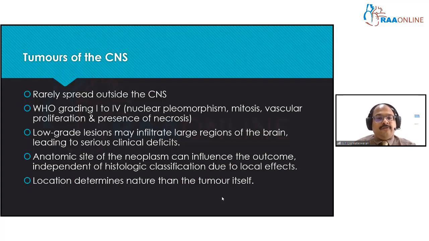Another very peculiar feature of the tumors of the CNS is that in current practice, we follow what is called the WHO grading system, where tumors are graded from grade 1 to grade 4. Now, a number of features are used to classify tumors in these grades. Number one is nuclear pleomorphism. If you all remember, nuclear pleomorphism is a variation in the shape and size of the nuclei. Next is the presence of mitosis. Third is the presence of vascular proliferation, and fourthly is the presence of necrosis.